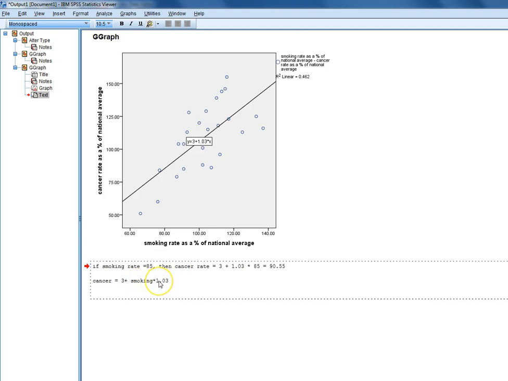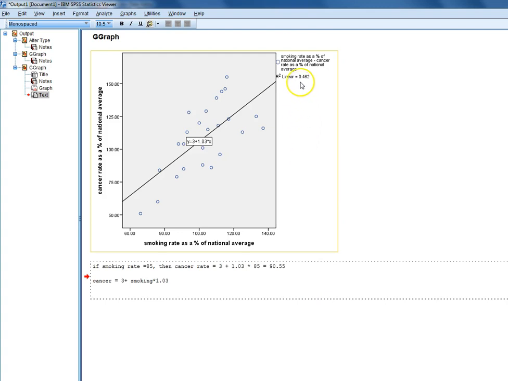This 1.03 tells us that if the smoking rate increases by 1, the cancer rate will increase by 1.03. Okay? And this 3 tells us if the smoking rate was 0, the cancer rate would be 3.